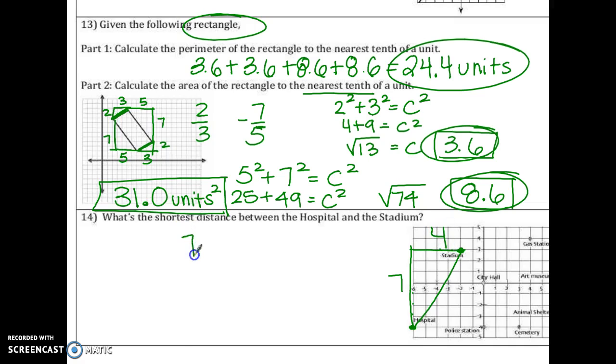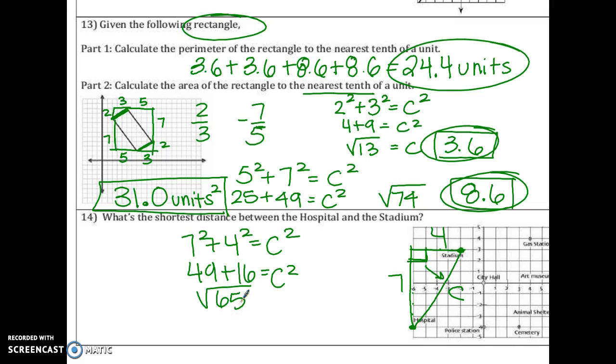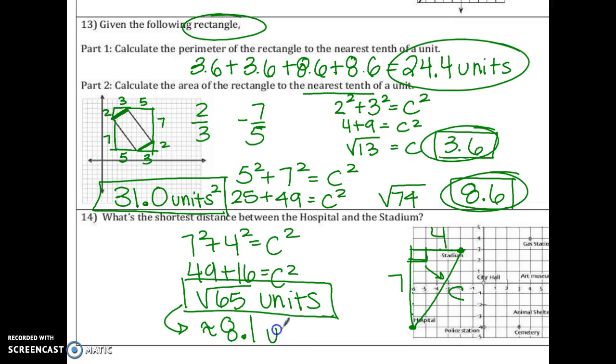And use Pythagorean theorem. 7 squared plus 4 squared equals c squared. And because notice I do have a 90-degree right here, so this side is c. This is 49 plus 16. And that is square root of 65 units. It doesn't actually say to round, so we could just say square root 65 units. That's the exact answer. Or if you round it to the nearest tenth, just like we did on the last one, it'd be 8.1 units.